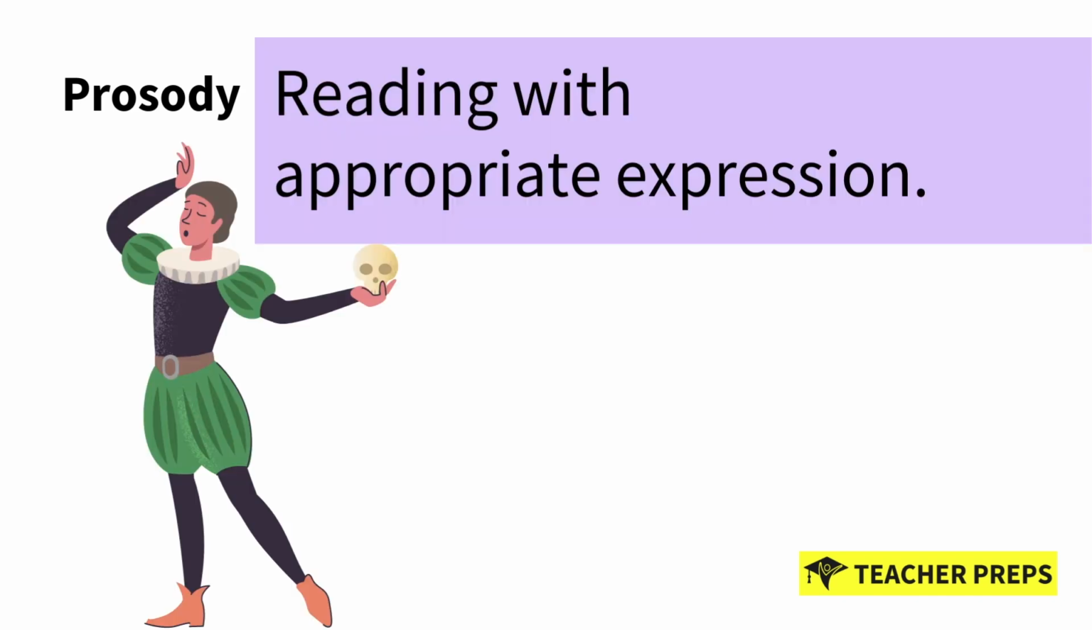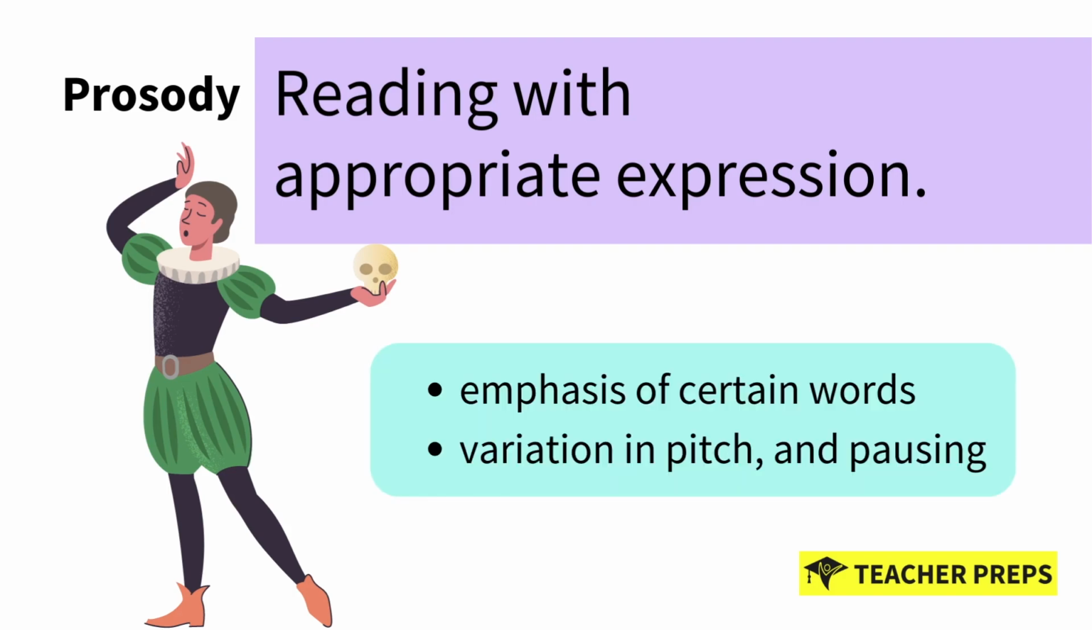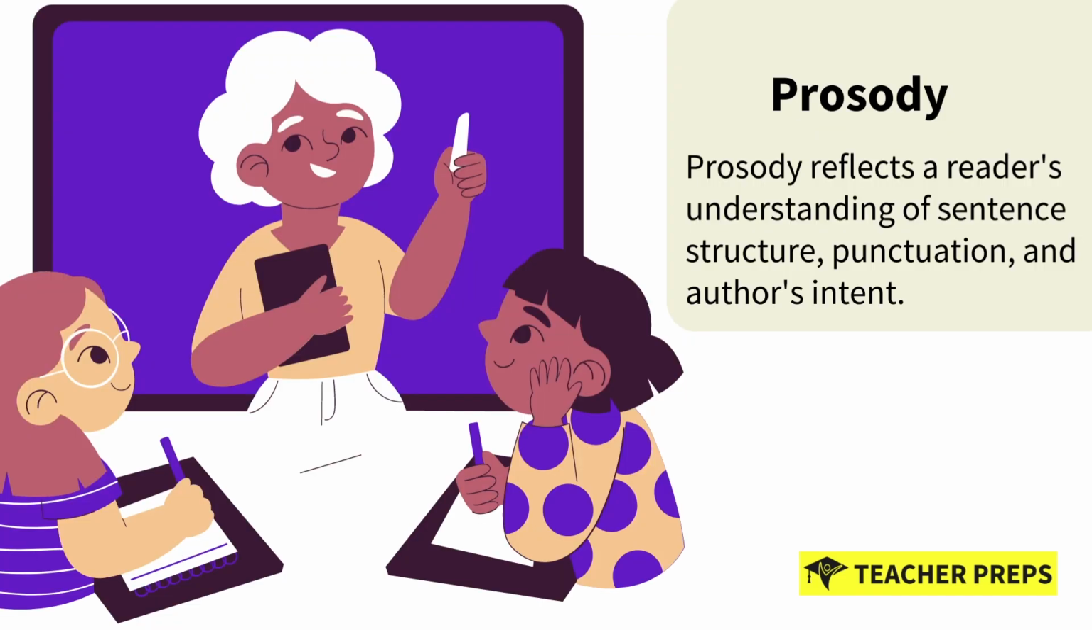The third aspect of reading fluency is prosody. Prosody refers to reading with appropriate expression. This includes the emphasis of certain words, variation in pitch, and also pausing. Prosody reflects a reader's understanding of sentence structure, pronunciation, and author's intent. So that's accuracy, rate, and prosody.